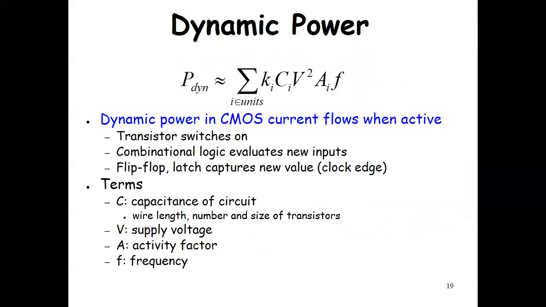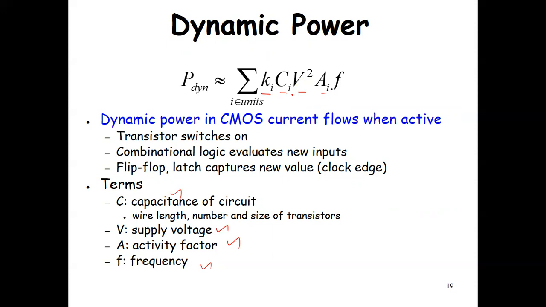Dynamic power is basically given by this equation. Dynamic power is roughly equal to the sum over the various units you are using, and for each unit you have K, C, V, A, and F. C represents the capacitance of the circuit, V represents the supply voltage, A represents the activity factor, and F represents the frequency. Basically it's a multiplication of all these things.